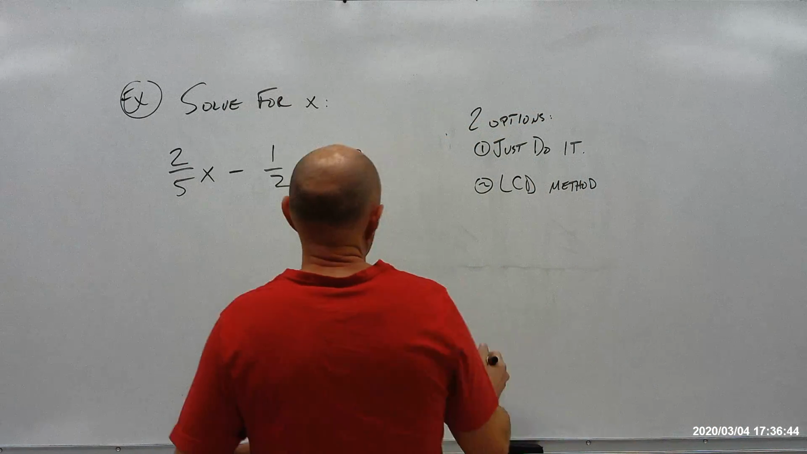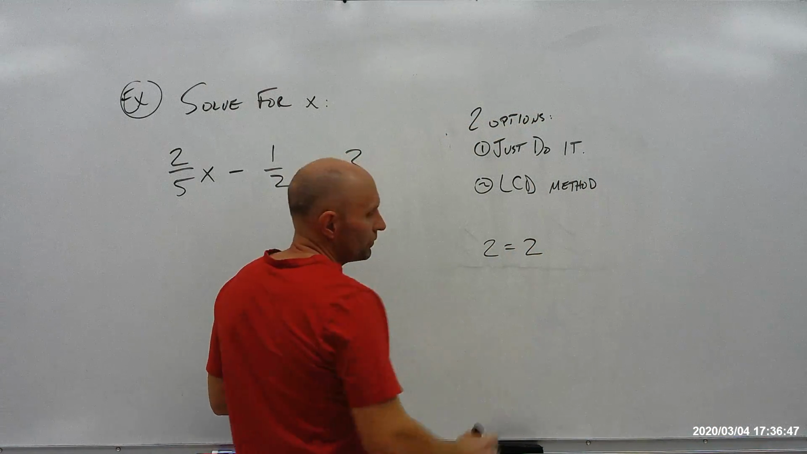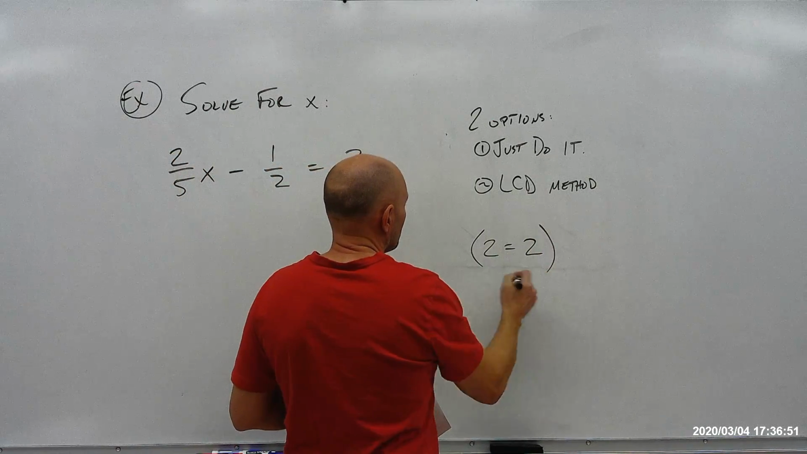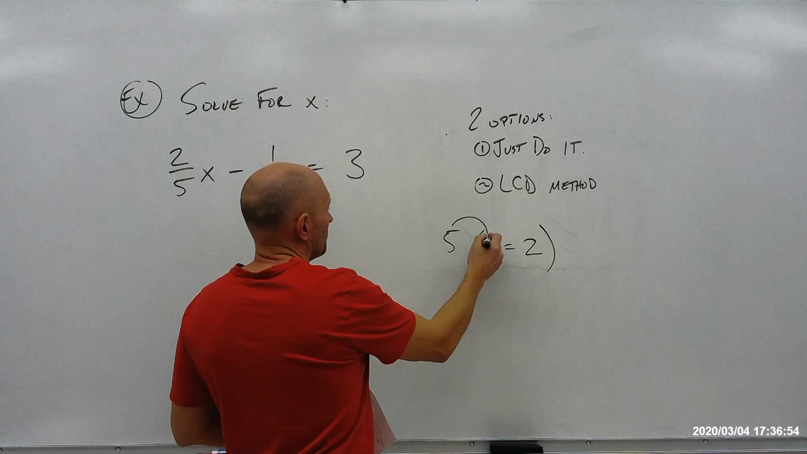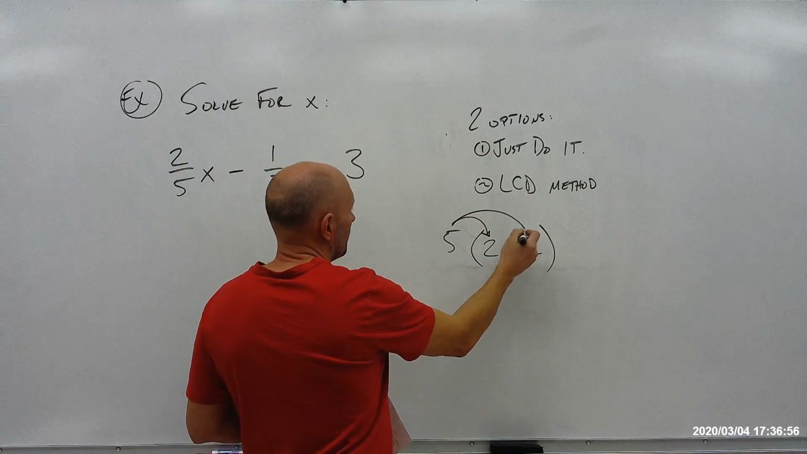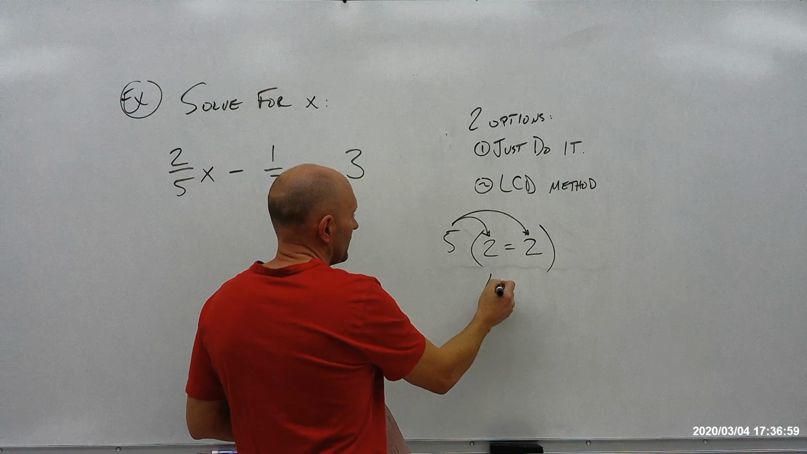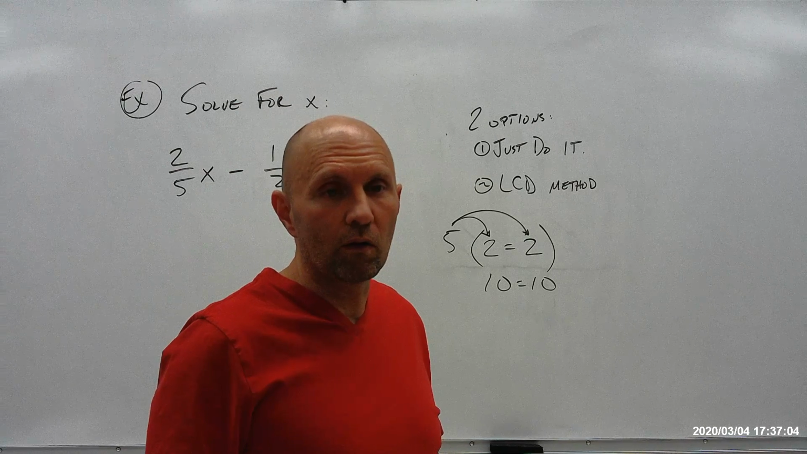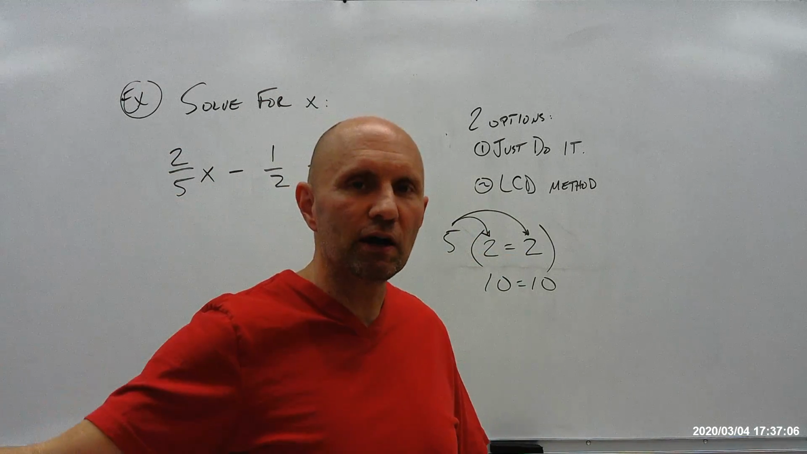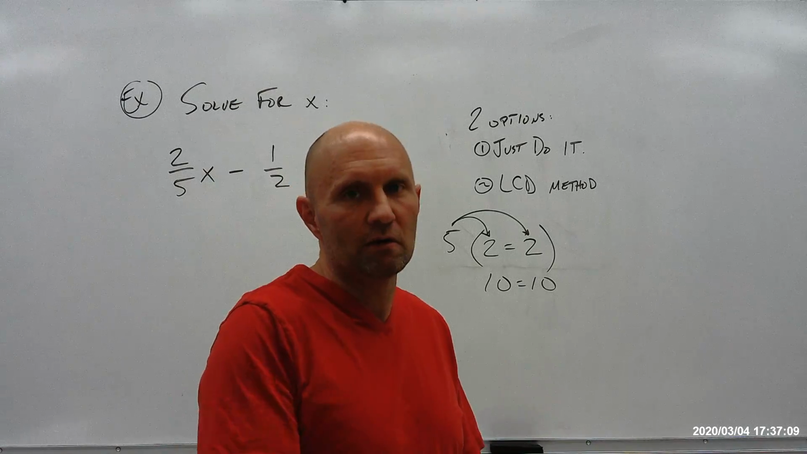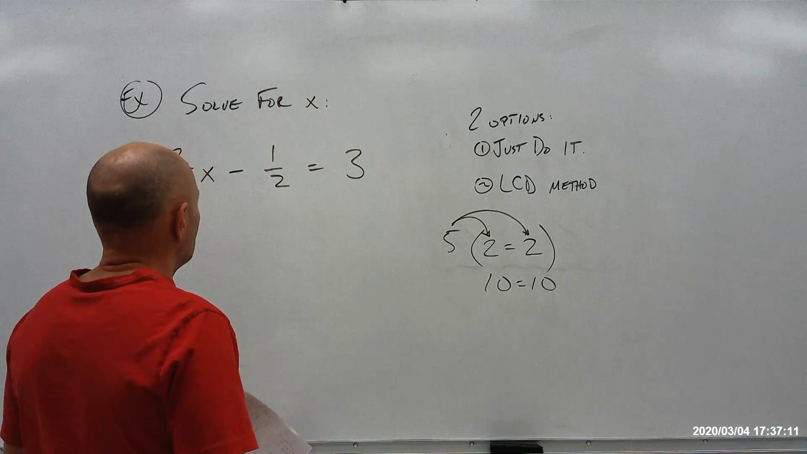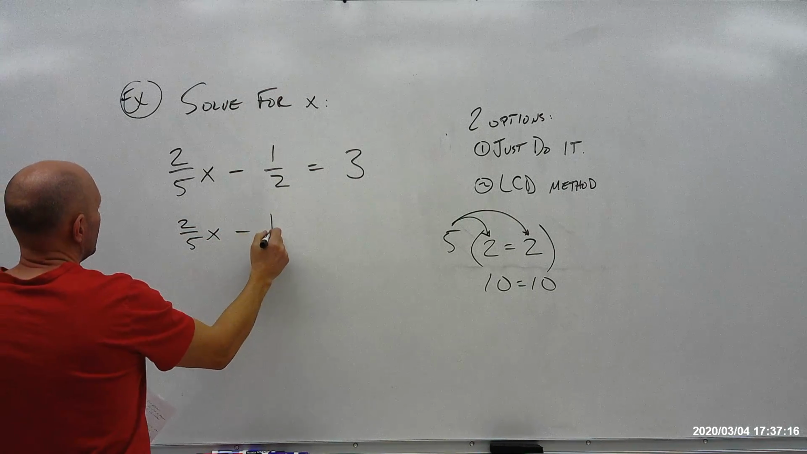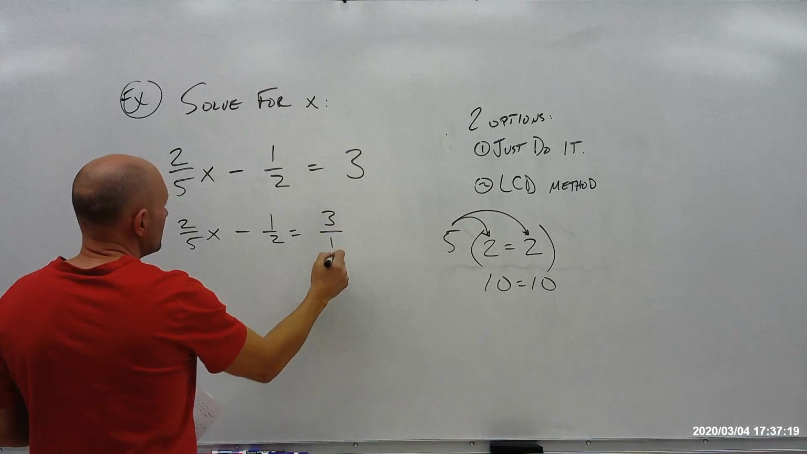Well, let's look. If I have 2 is equal to 2, well, that's true. Well, what if I multiply the entire thing by 5? So I multiply everything on the left by 5, I multiply everything on the right by 5. What do I get? 10 is equal to 10. That's true as well. So as long as I multiply the entire equation by some number, then that's all right. That's what I'm going to do here. So let me rewrite this as 2/5 x minus 1/2 equals 3 over 1.